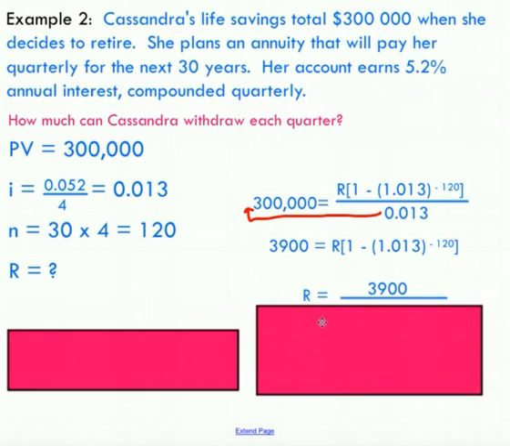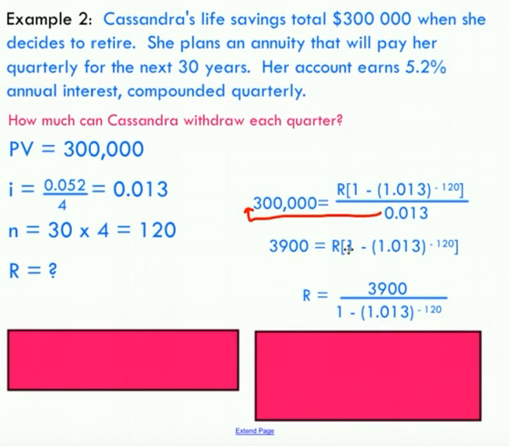What I like to do is just divide both sides by that monstrous set of brackets and let my calculator do a lot of the work for me. So you can see I've brought that down to the other side and I've solved for R here.